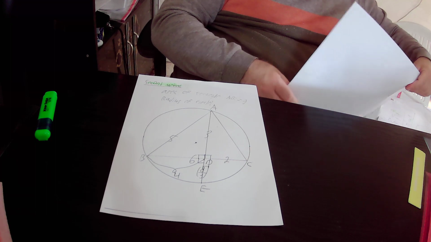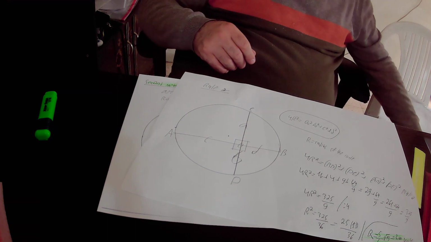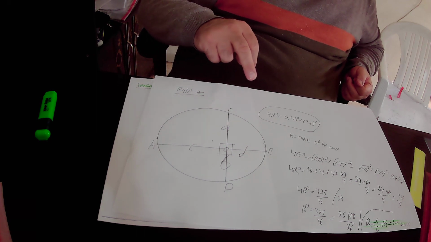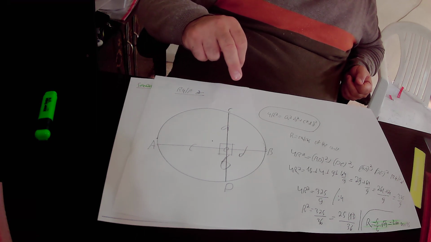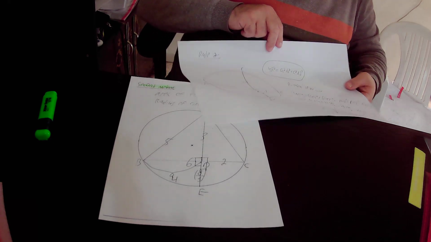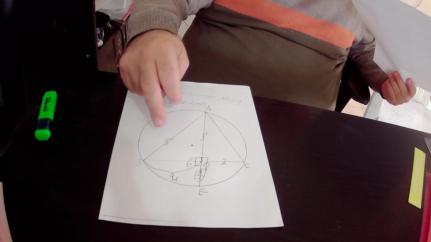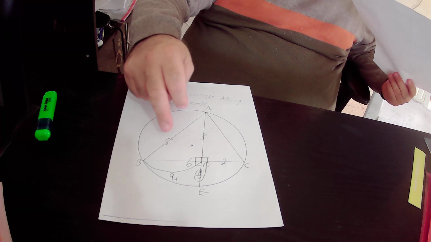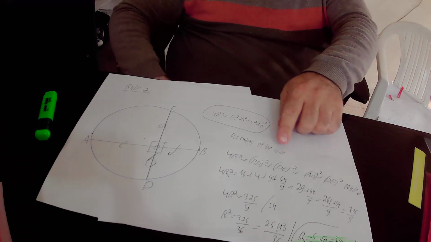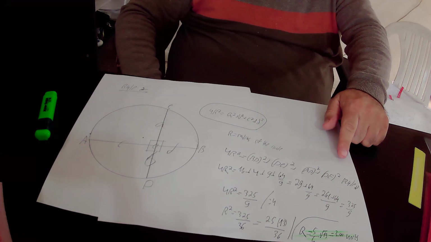Then, according to rule number 2, if chord AB intersects with chord CD at 90 degrees, then 4 times R squared equals A squared plus B squared plus C squared plus D squared. So here we have chord AE that intersects with chord BC at 90 degrees, therefore we get that 4 times R squared equals BD squared plus DC squared plus AD squared plus DE squared.